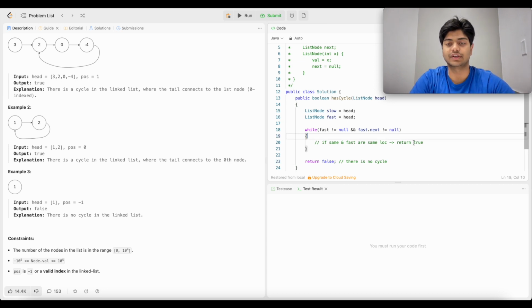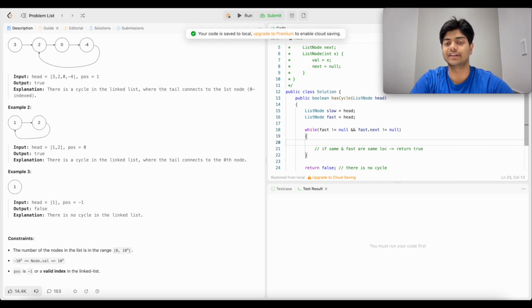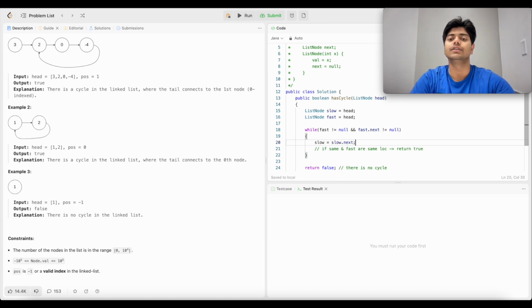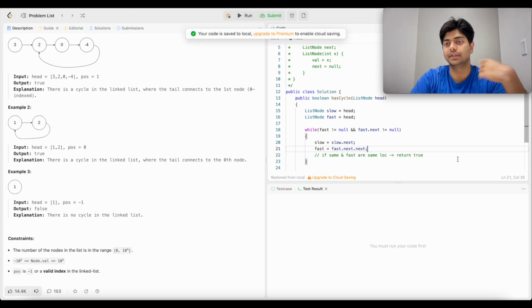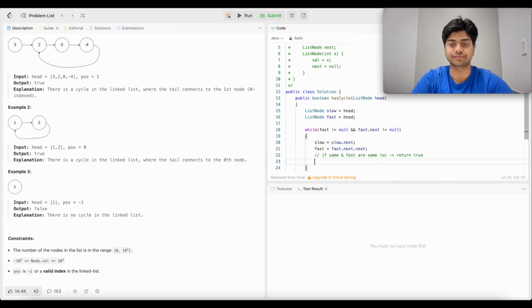Now we need to do the logic here. So we need to make sure our slow and fast move. We move the slow and fast. So we move slow to next, right? So slow is equal to slow.next. So we want to move it one over. Same thing here, fast, but fast moves next to next, meaning it moves two over every time. So that way one is actually going slow and the other one's actually going fast.